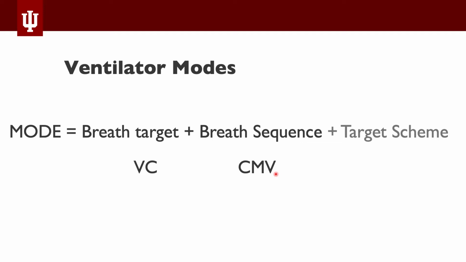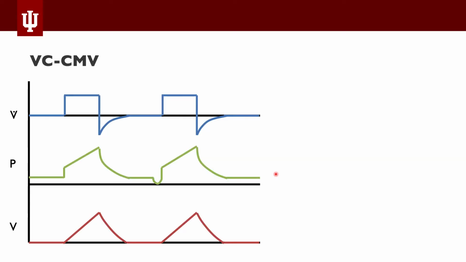Okay, let's look at some examples of these. First, we have volume control, continuous mandatory ventilation, and on this graph, I have time in seconds on the x-axis, and on the y-axis, we have flow, pressure, and volume. Inspiratory flow is positive, expiratory flow is negative. Remember, I can control how long the inspiratory breath is in a mandatory breath, which is what this is. This is continuous mandatory ventilation, so I am dictating how long this breath is.